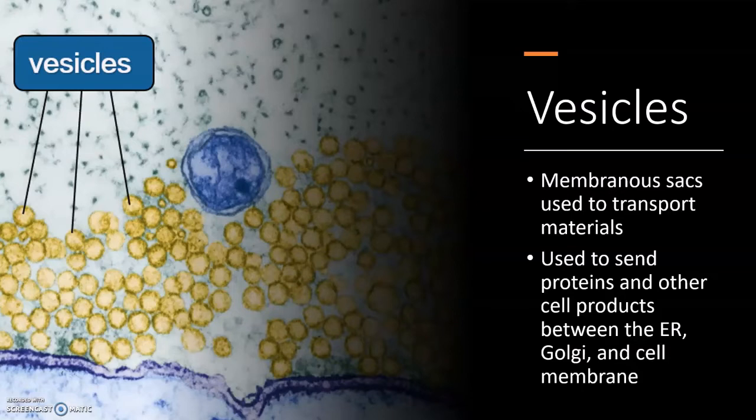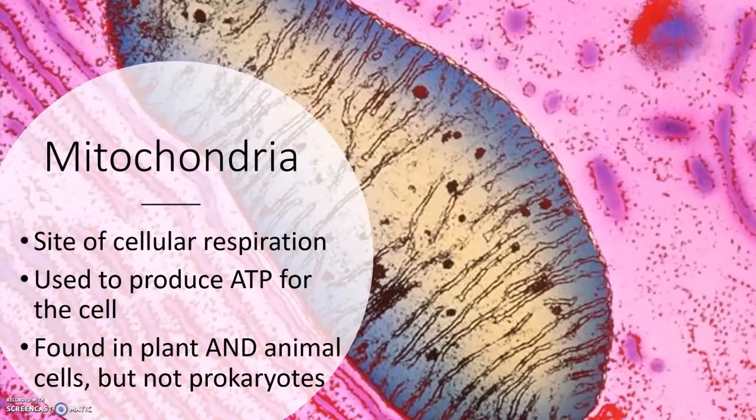If proteins go from the ER to the Golgi, they move in a vesicle. If they leave the Golgi and go to the cell membrane, they're moving inside of a vesicle. So they have to be packaged up inside this membrane to be transported throughout the cell.